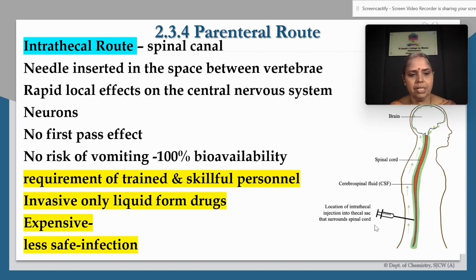No first pass effect, no risk of vomiting. Trained and skillful personnel are very much required, otherwise it will be a disaster. The person has to be exceptionally skilled as well as trained. Only liquid forms of drugs can be introduced. As I already told you, in the whole parenteral route, they will always give only the liquid form of the drug. Even intramuscular, the liquid can be a little thick, but only liquid forms of drugs can be introduced. It is expensive as well as less safe.